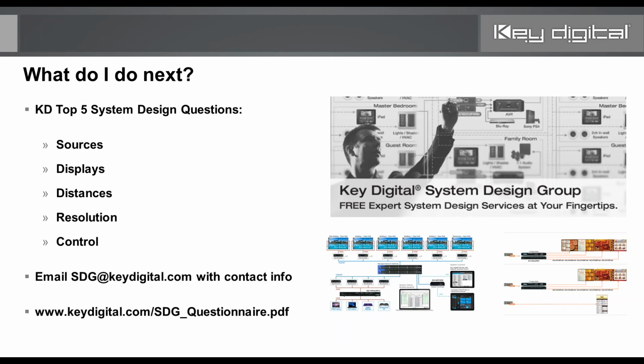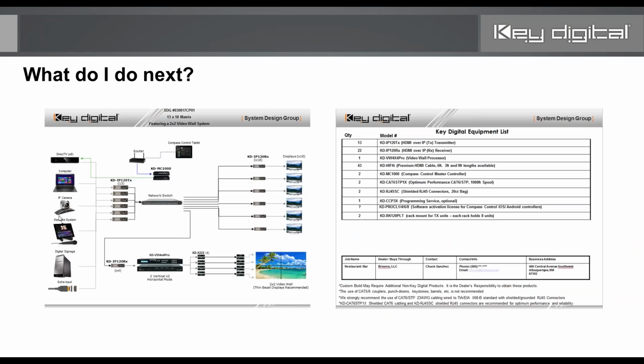Email it over to sdg@keydigital.com and we will send you a two-page system design, where page 1, on the left, is a Visio-style drawing of the connectivity of your system. Also very useful in your presentations with your clients to bring this diagram. In this system, for example, we knew we had the sources: 8 DirecTV, computer, IP camera, karaoke system, digital signage computer, and an extra auxiliary HDMI input.